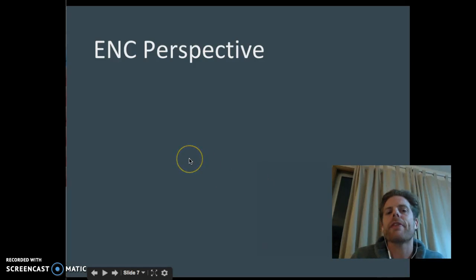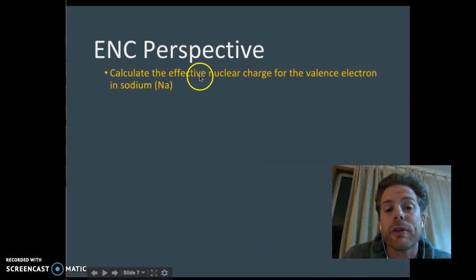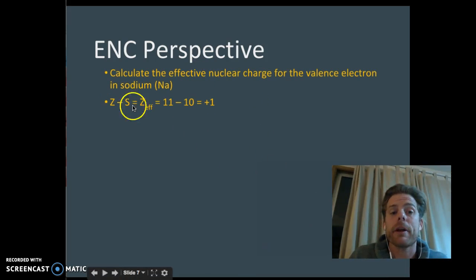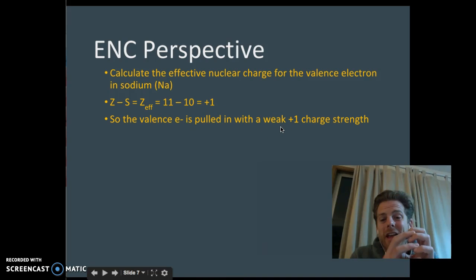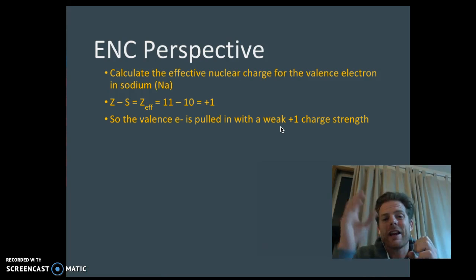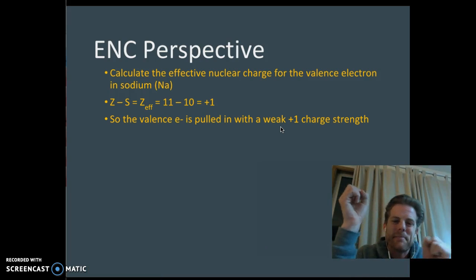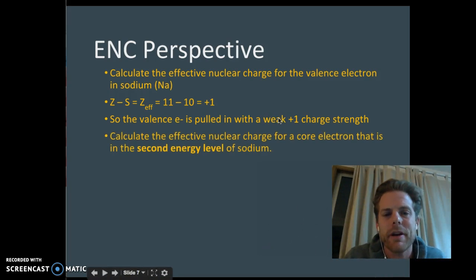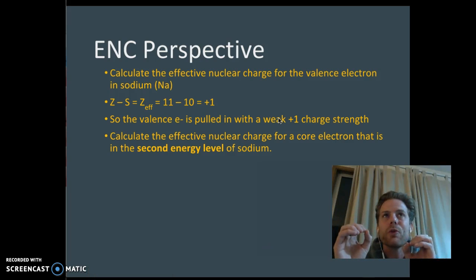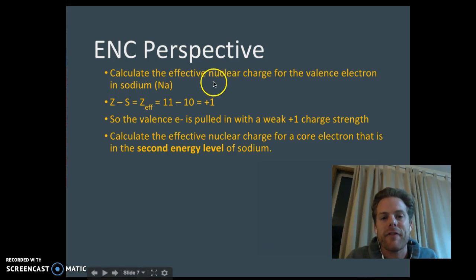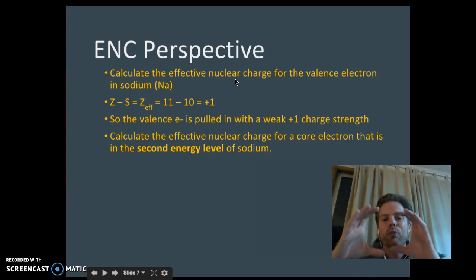Cool. So this is related to the effective nuclear charge. All right? So again, we have Zeff is equal to, this is for sodium, 11 minus 10 equals 1. So the valence is being pulled in with a weak +1 charge. So that means that there's only a 1 difference between the protons and the electrons, and so it's kind of just barely hanging on. You know what I mean? So it's pretty weak.